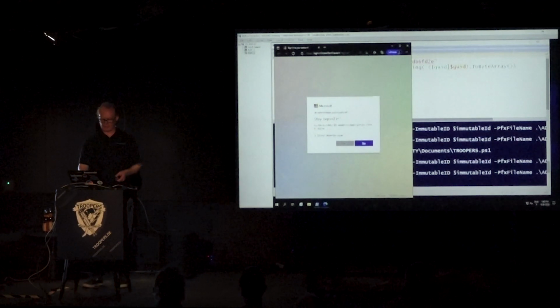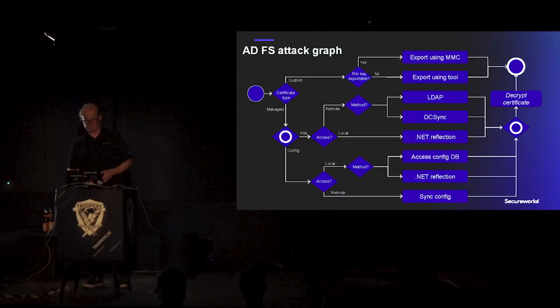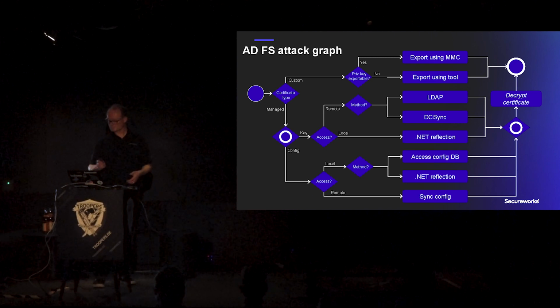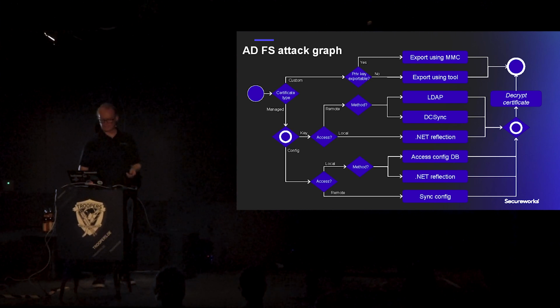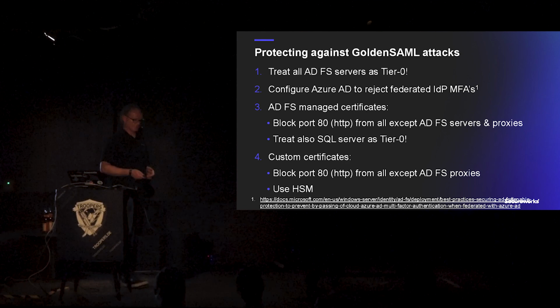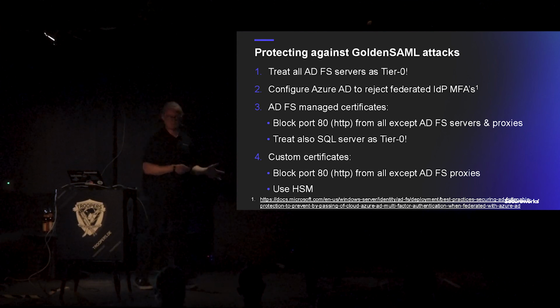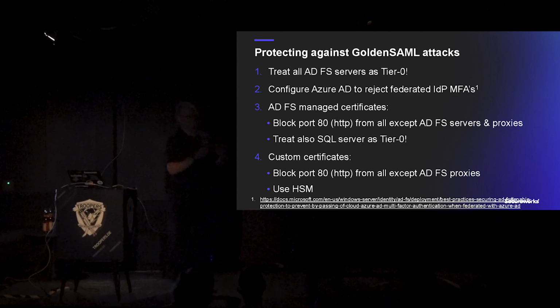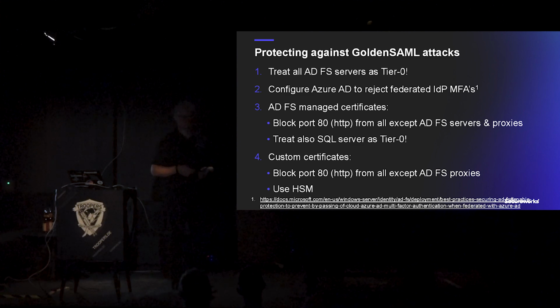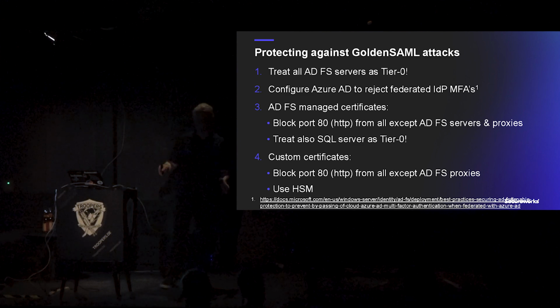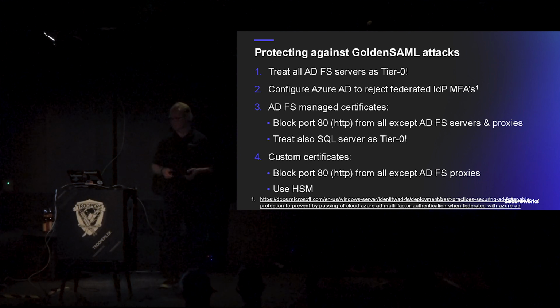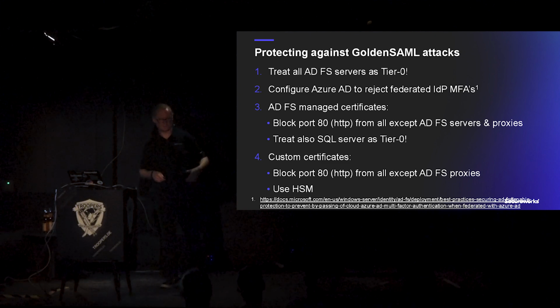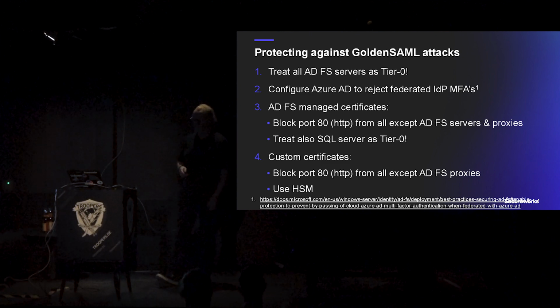Okay, so how the heck do we protect against this then? First of all, you need to treat all ADFS servers as tier 0. And actually every component that is involved with the hybrid identity, like Azure AD Connect servers, anything that is related to that, has to be in tier 0. Because if you can compromise that, it's not a good thing.